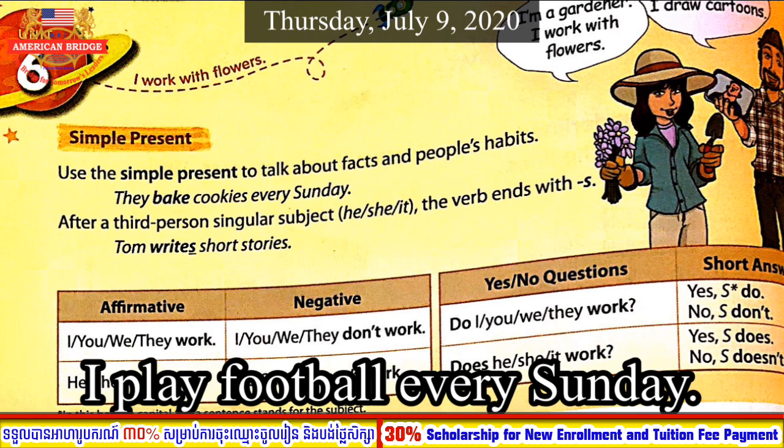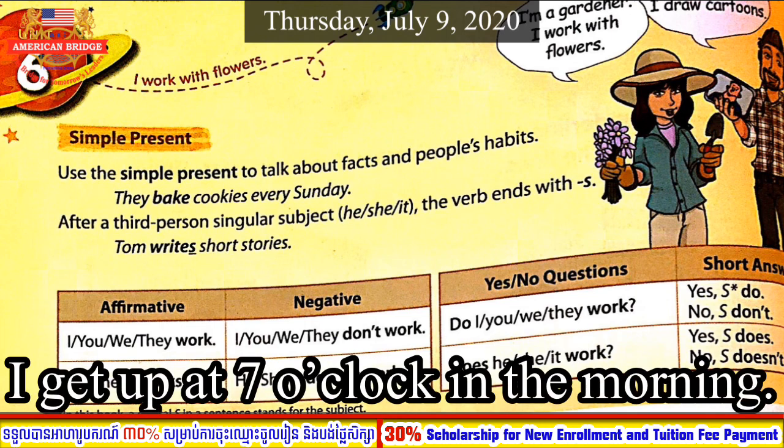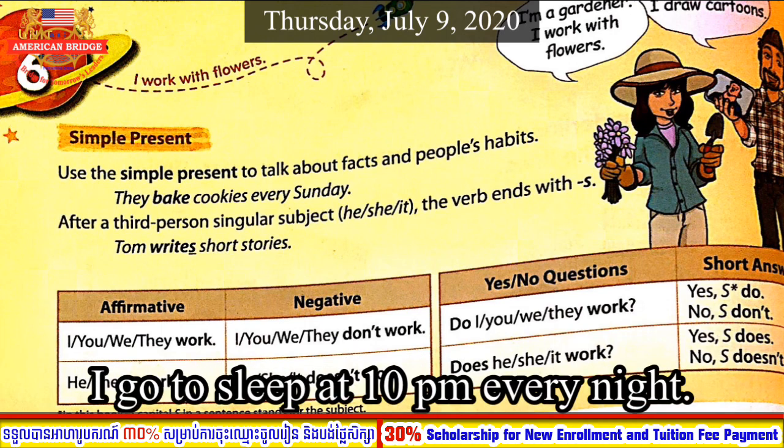So what is your habit? Example, you say, I get up at 7 o'clock in the morning. So this is your habit, right? Because at every 7 o'clock in the morning, you always get up. Example, I go to sleep at 10 p.m. every night. So that is your habit because you do it every day, every night.